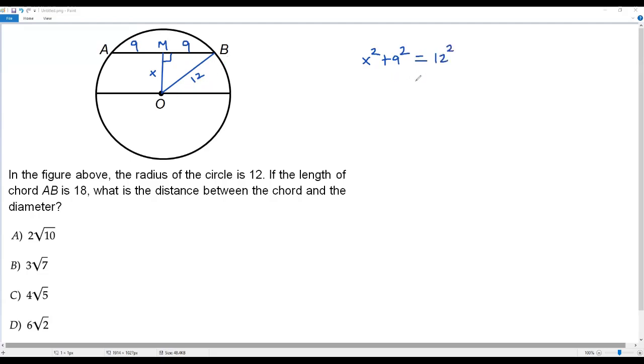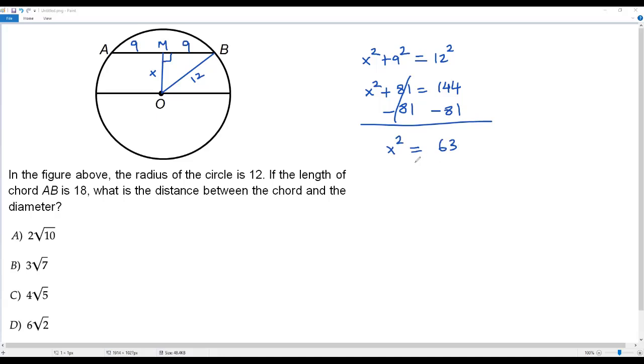Okay, now in this equation I have to solve for x. x squared plus 9 squared, and the value of 9 squared is 81. The value of 12 squared is 144. Now let me get rid of this positive 81. For that I have to subtract 81 from both sides. The positive 81 and negative 81 will cancel. Then I'm getting x squared on the left side. On the right side, I'm getting 63. Now to solve for x, I have to get rid of the square. For that, I have to take the square root on both sides. The square root and square will cancel out.